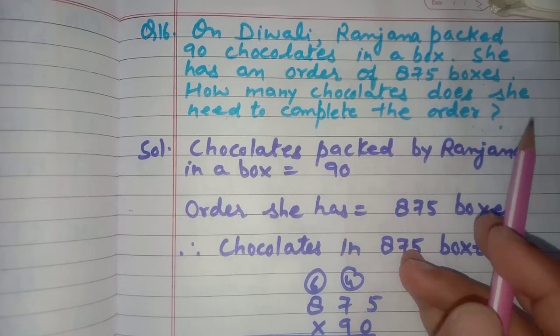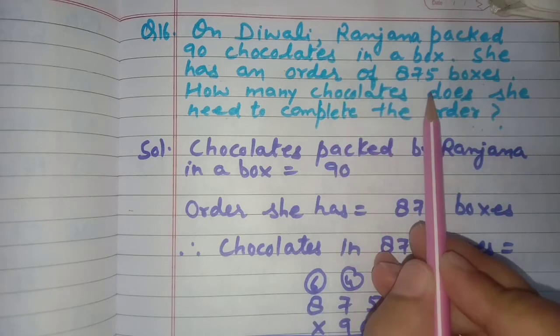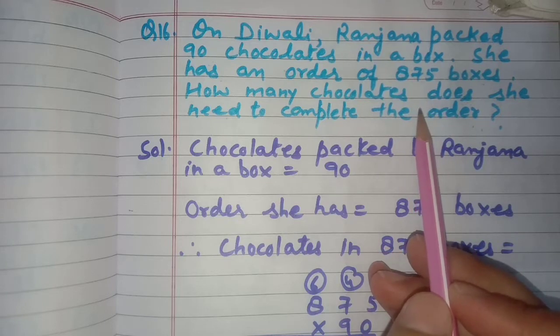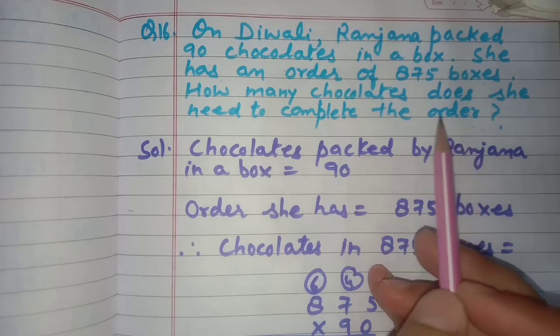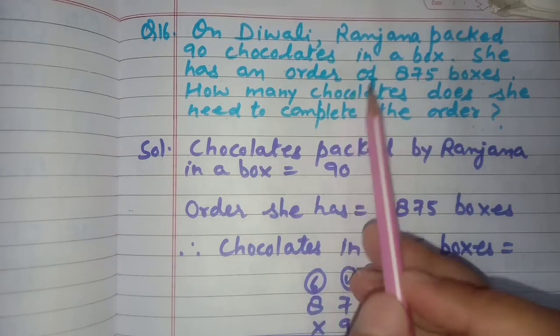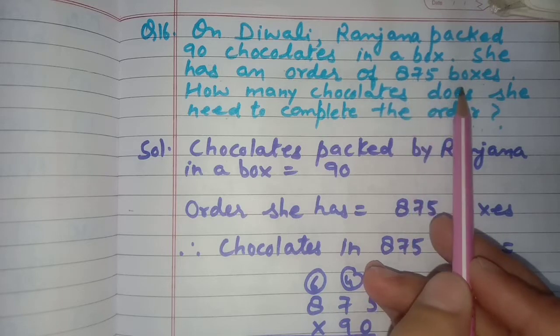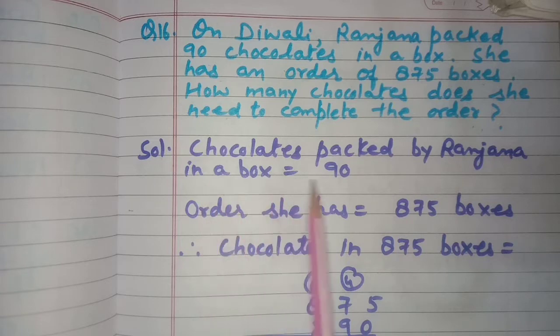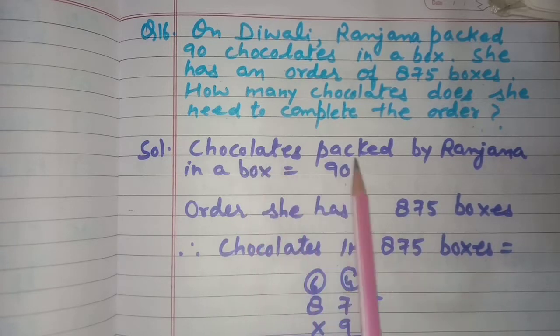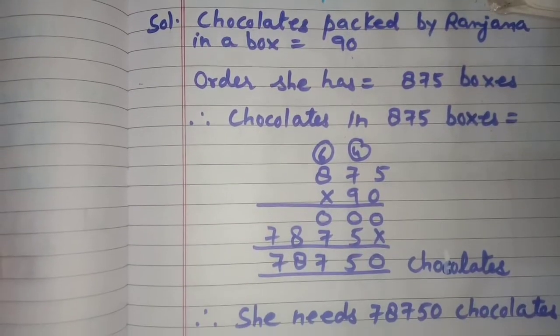Fine. So, she has an order of 875 boxes. And we need to just find how many chocolates she needs to complete the order. It means the number of chocolates in one box is given. The number of chocolates in 875 boxes we need to find. Simply, chocolates packed by Ranjana in one box is 90. The order she has is 875 boxes. Therefore, chocolates in 875 boxes, because chocolates in one box is given, we will find by multiplying.